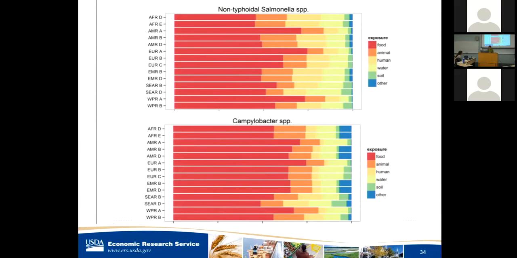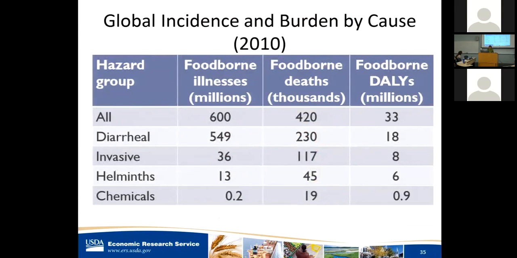So those attribution estimates for food, for example, were applied to incidence estimates for salmonellosis and for Campylobacter, to say what percentage of salmonellosis in sub-Saharan Africa, or Africa D, for example, was due to food. What this slide presents then is aggregating up across all regions of the world.